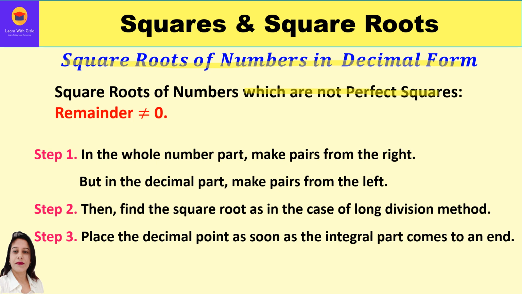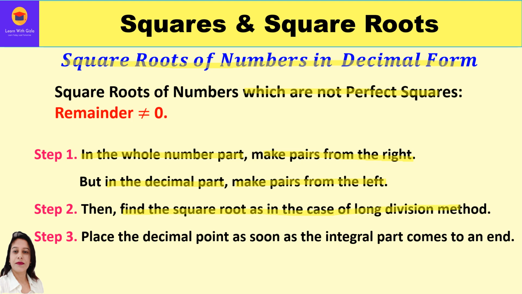So like we have done in long division, we make pairs. Over here, since it's a decimal number, it has two parts, the whole number part and the decimal part. In the whole number part, we will start making the pairs from the right side. In the decimal part, we will start making the pairs from the left side. Then find the square root as in the case of the long division method.